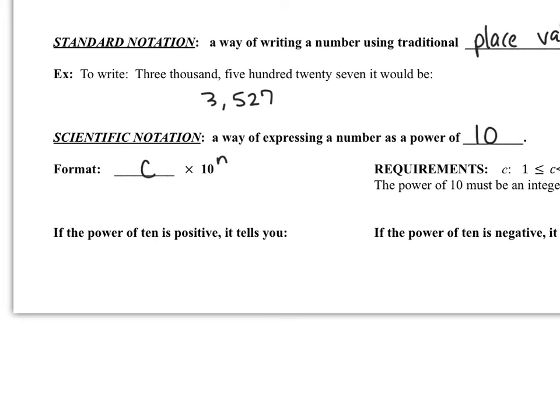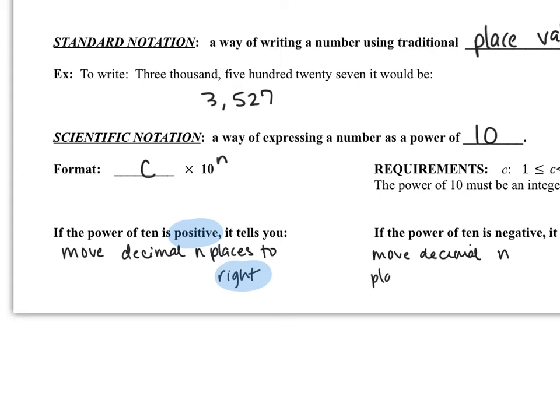If the power of 10 is positive, so that number right here, n, that's going to mean to move my decimal n places. So let's say it was 5. I would move 5 places to the right if it's positive. So move n places, whatever that number is, to the right. If it's negative, I'm going to move the decimal n places to the left. So a negative is going to mean to go to the left.